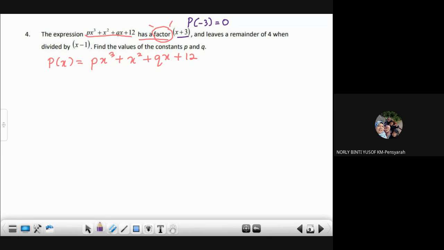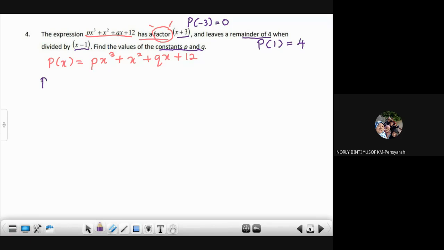So the word factor means the remainder is zero. The keyword factor or divisible means the remainder is 0. Then, leaves a remainder 4 when divided by x minus 1. So x minus 1 equals 0 means x is 1. P(1) equals the remainder, which is 4. And find the value of constants P and Q.